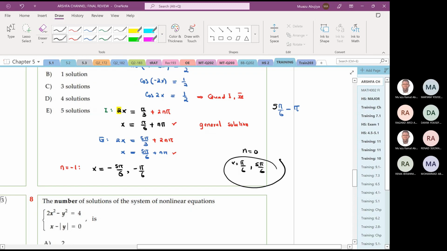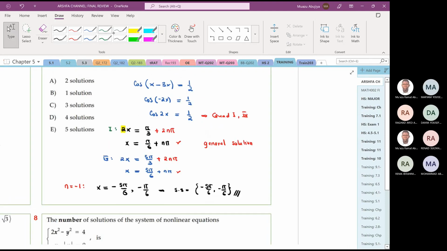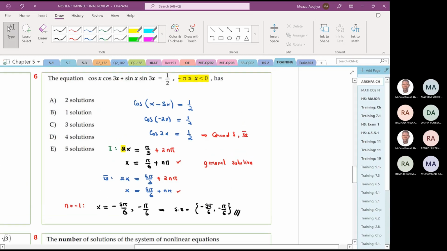So you can see that we have two solutions in this interval. So here we can say the solution set is going to be equal to minus 5 pi over 6 and minus pi over 6. And this is our answer. So you can see that the number of solutions for this equation is 2. Questions, please.